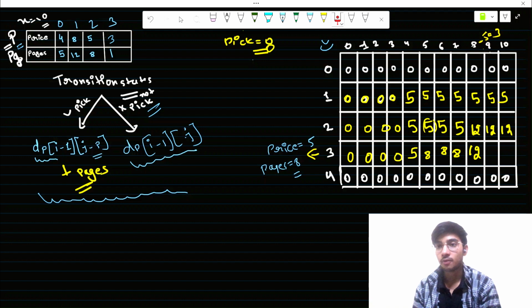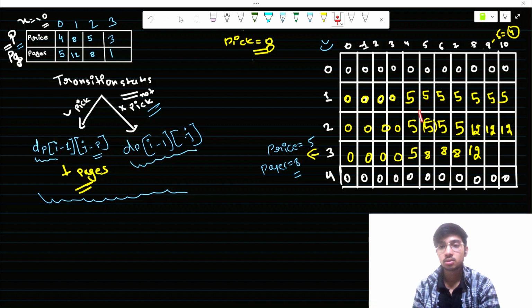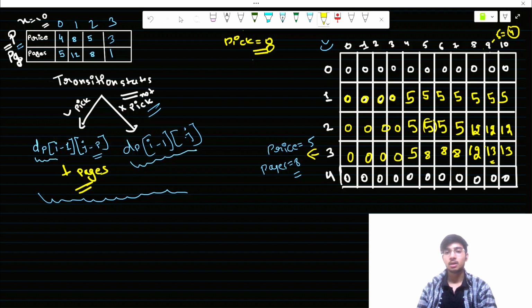Now this is interesting. For 9, if you are going to pick, you are left with the remaining price of 4. And you see that with the price of 4, you have the 5 number of pages. And if you are going to pick, you have to add 8 more. So 13 pages. There are 13 pages now if you are going to pick. And if you are not going to pick, the number of pages is 12. So what do you prefer, pick or not pick? Pick. So the maximum value is going to be 13 because you have to take the maximum. Similarly for this, the maximum is 13. This is how you can fill for the index 3.